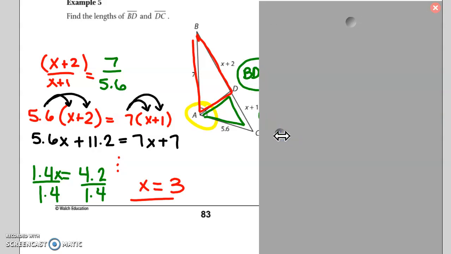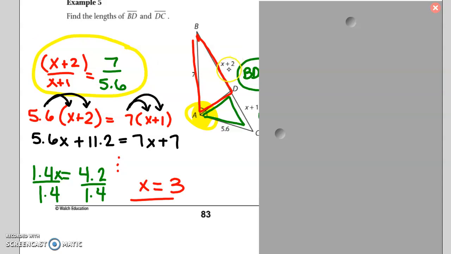Okay, so now they want us to find the side lengths of segment BD and DC. Okay, so let's look at the information they gave us. So if you notice, sorry, it's kind of covered up, but if you look at your workbook, angle A is bisected. So I'm going to use the triangle angle bisector theorem.